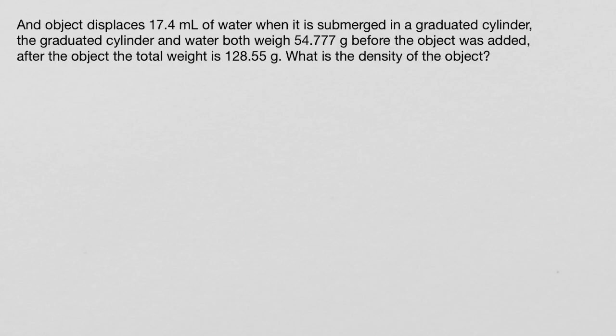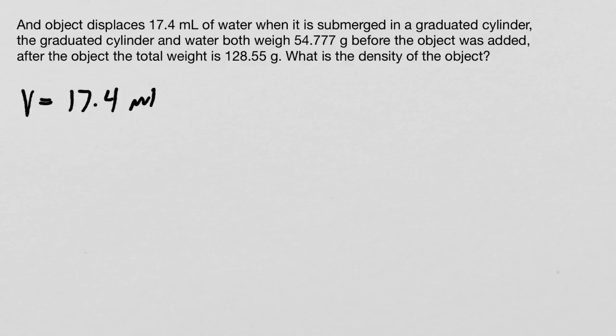Okay, let's calculate volume using a different method. Let's see if we can understand what this problem is giving us in terms of information, and if we can calculate the density. So an object displaces 17.4 milliliters of water when it's submerged in a graduated cylinder. Right there we know our volume, because they're telling us that this object displaces 17.4 milliliters. So when we put it in water, the water level changes by that amount. So the volume is going to be equal to 17.4 milliliters.